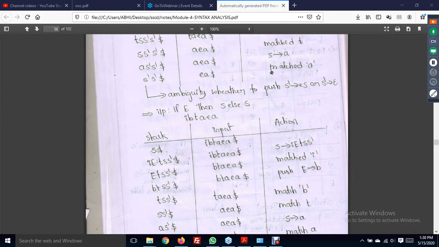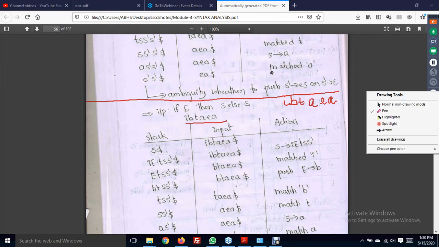Got it? So till here it was my first input. The second input is if E then S else S. So I, E in the sense it is B, T, A, S in the sense it is A, E, A. Right? So I B T A E A is the input. So it is the same drill here.